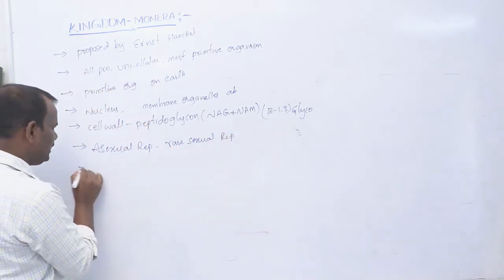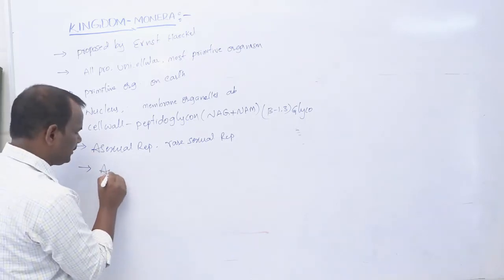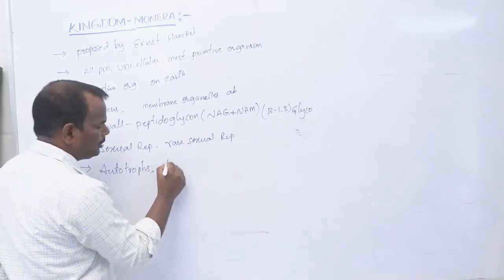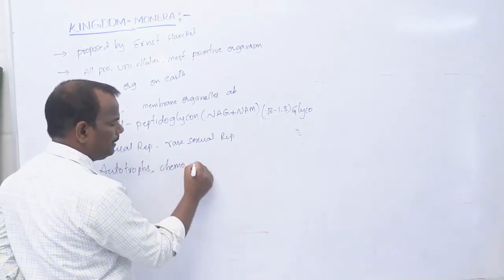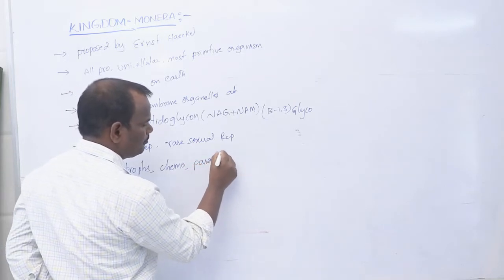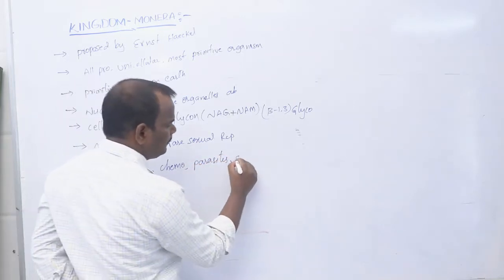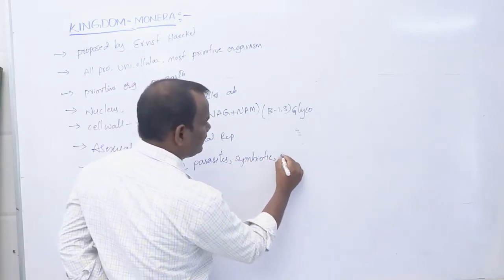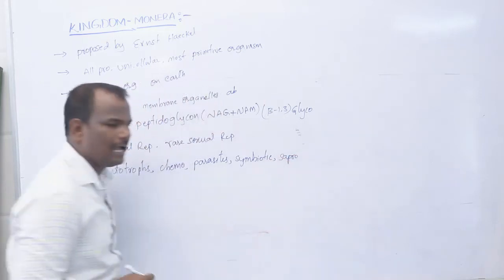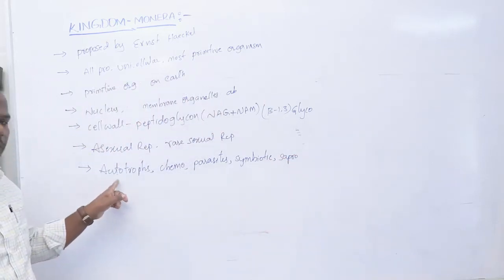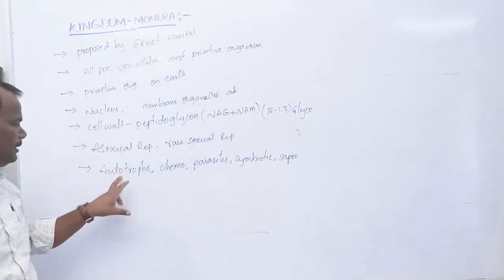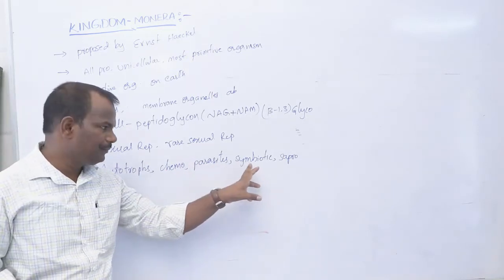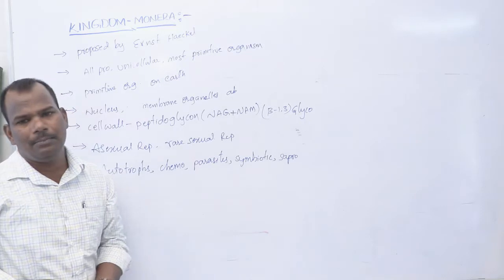Next, the Monera are autotrophs, chemotrophs, parasites, symbiotic, and saprophytes. What is the mode of nutrition in Kingdom Monera? Autotrophs, chemoautotrophs, parasites, symbiotic as well as saprophytes.